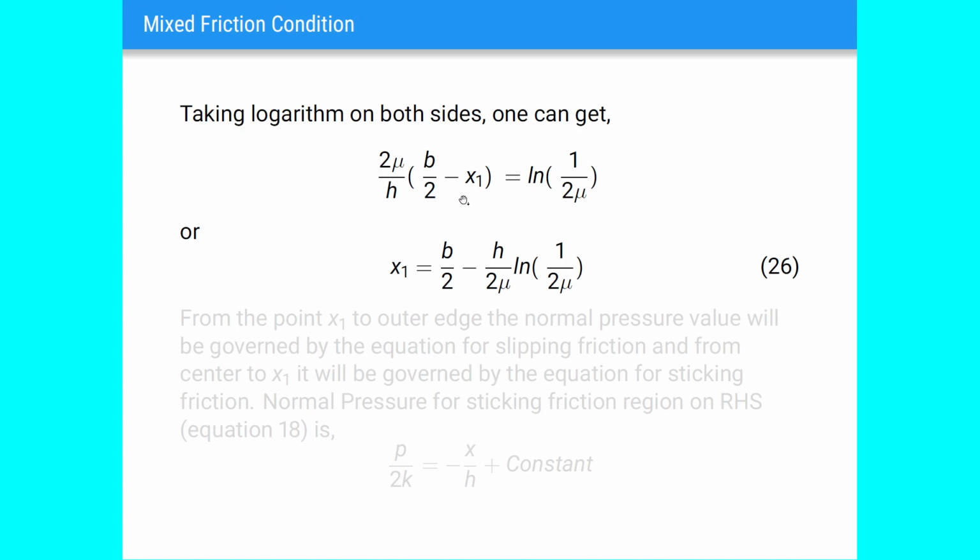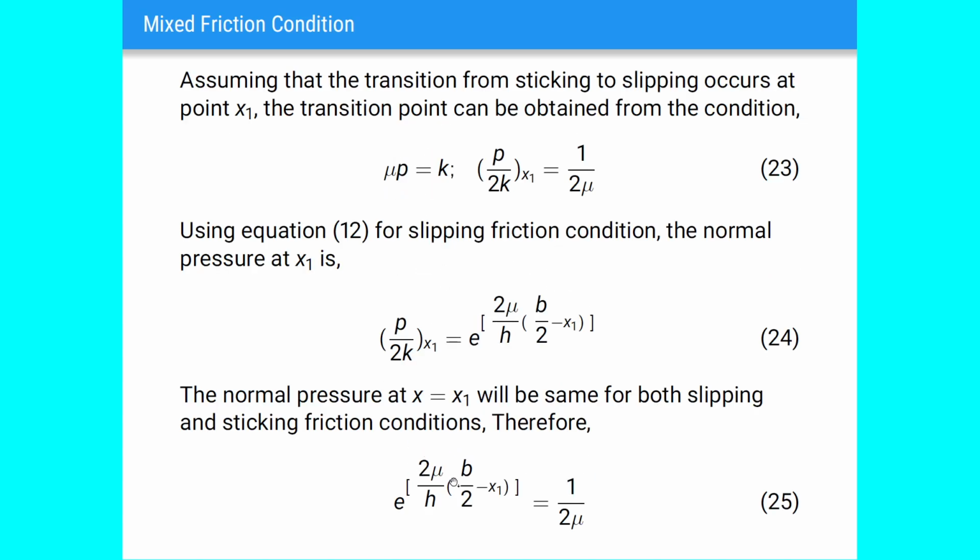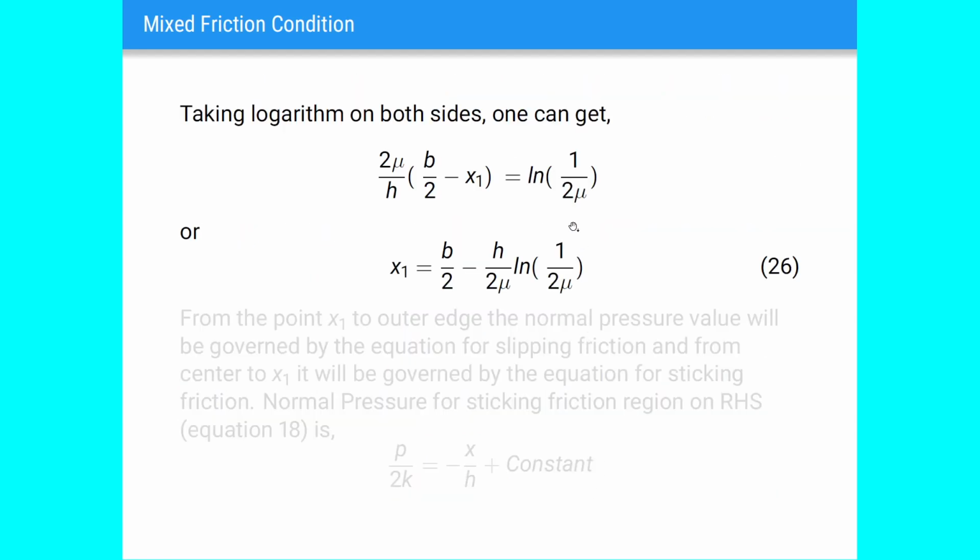Taking natural log of both sides, because it was e raised to the power some expression, we will get twice of mu upon h into b upon 2 minus x1 equal to natural log of 1 upon twice of mu, or you can say x1 equal to b by 2 minus h upon twice mu natural log of 1 upon twice of mu.